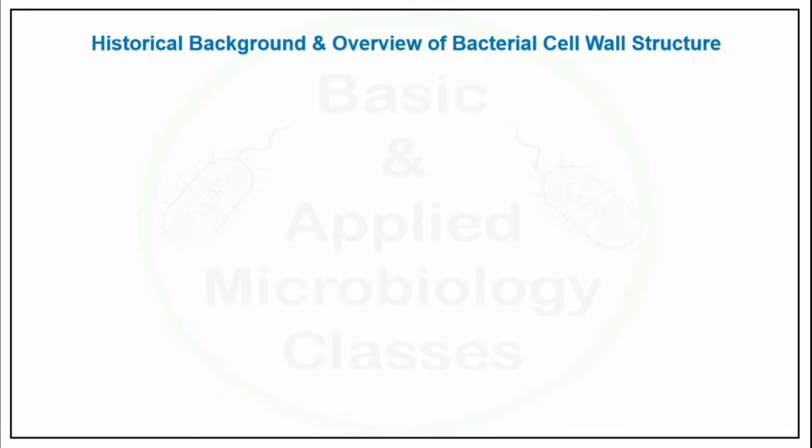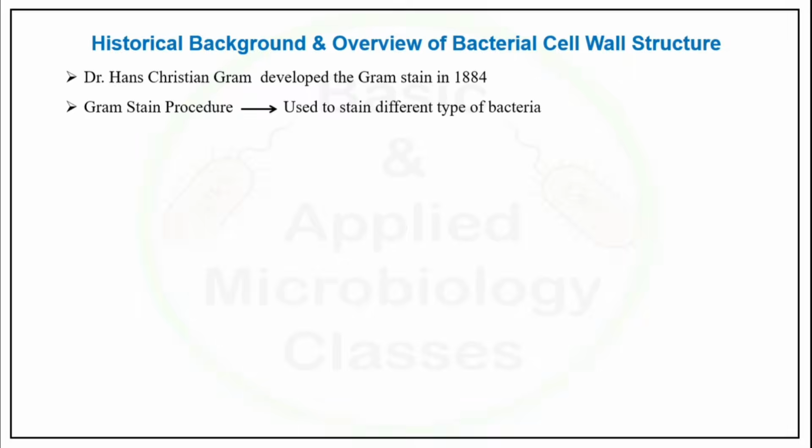You should know that the story of the cell wall of gram positive and gram negative bacteria started with the introduction of a protocol by Dr. Hans Christian Gram. In 1884, Dr. Hans Christian Gram developed the gram staining technique. When he used the same gram staining procedure to stain different types of bacteria, he observed two different types of responses. The protocol was the same, but the observations were different for different types of bacteria.